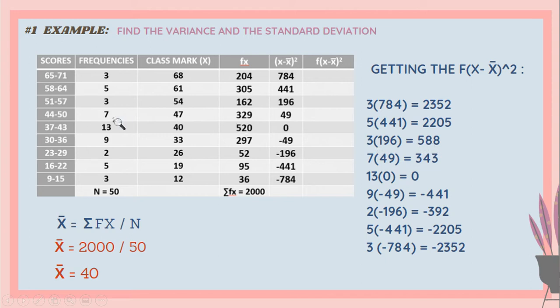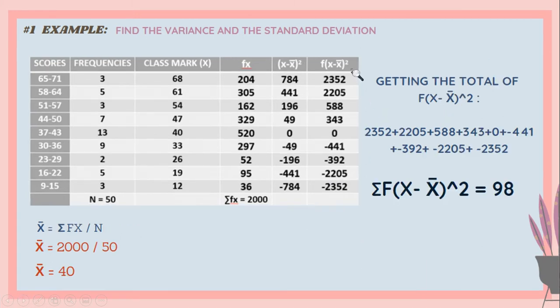And then 7 times 49 is equal to 343. And then 13 times 0 is equal to 0. And then 9 times negative 49 is equal to negative 441. And then so on. So there we get already the answer for this column. After finding it, you need to find also its sum. So add all of this to get the 98.